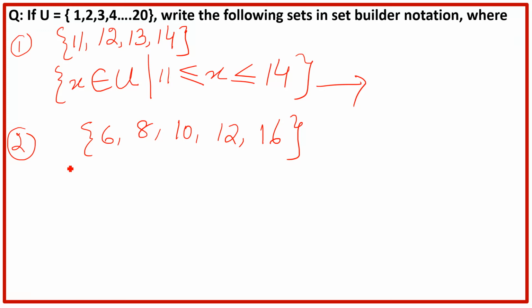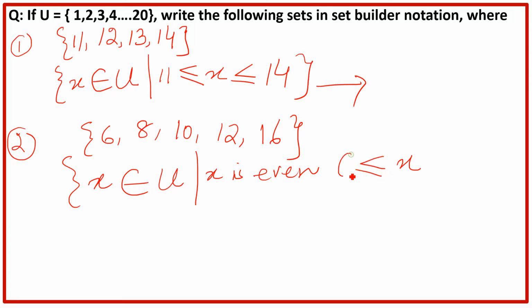So how will we write it in the form of set builder notation? We will write x is a member of U. Whatever we are going to write, these are members of U because U is from 1 to 20 and it is 6, 8, 10, 12, 16. Everything is there such that x is even. Yes, we know it is even, and the range is x greater than or equal to 6 and less than or equal to 16. This is the set builder notation. From here we can see x is greater than or equal to 6, so we have to start from 6, and x is less than or equal to 16. If it is given in the form of set builder notation, you have to write listing in braces, but here we have listing in braces, so we have to write it in set builder notation.